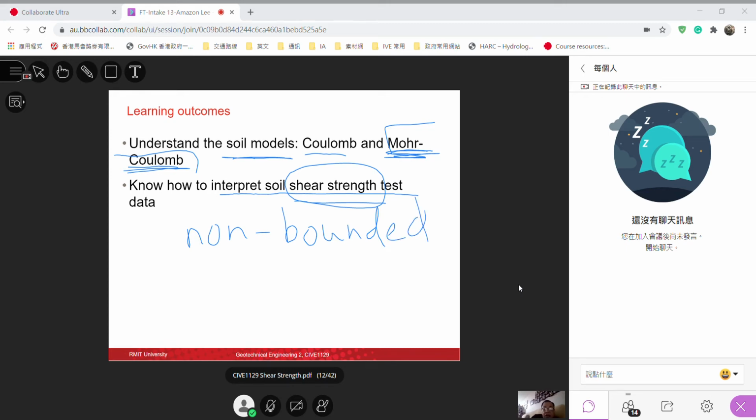Okay, soil, no matter granular soil or cohesive soil, is basically non-bonded. The strength does not come from bonding, but from shear. It relies on the shear. In other words, it's friction.